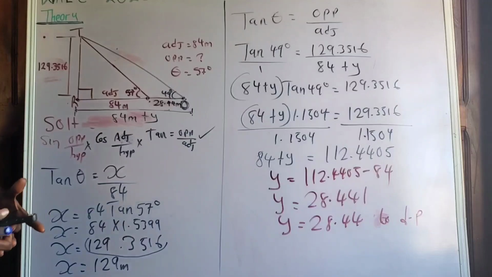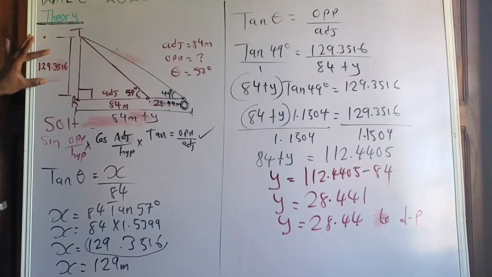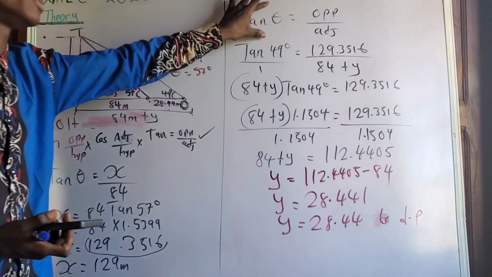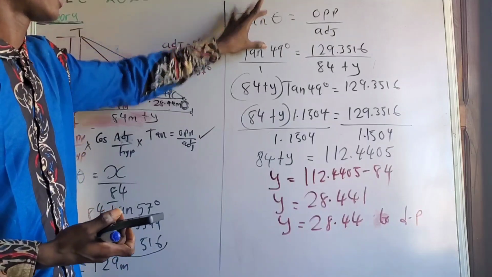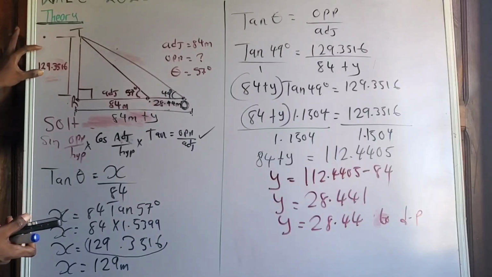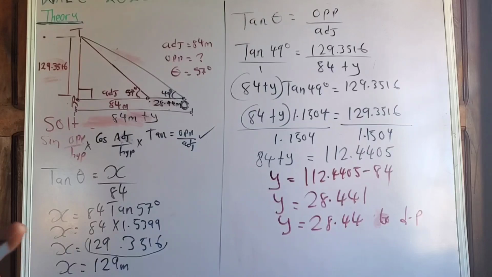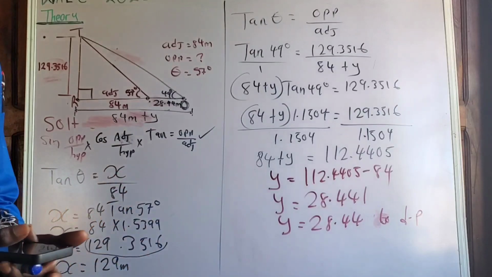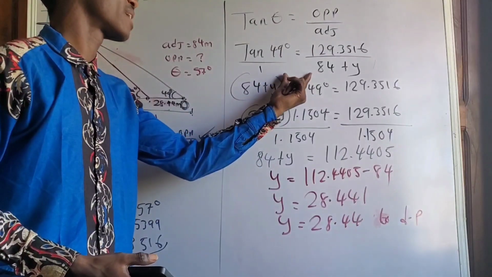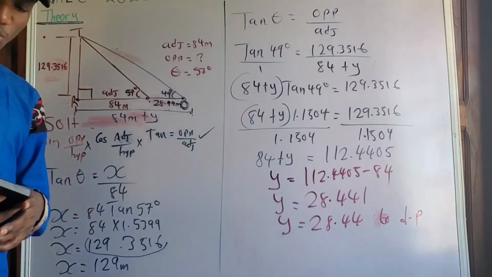Are you getting it? Now, because we are looking for the adjacent, from our previous calculation, we've already determined the height of the tower, which is the opposite. So we still make use of the trigonometric ratio, which is tan theta. And tan theta is what? Opposite over adjacent. The opposite side is 129.3516. And I told you that I make use of the unapproximated figure because I don't want my answer to be affected. Do you get it? So having set tan 49 equals to this over this, then I get the value of y. Okay, so that is the solution to that question.